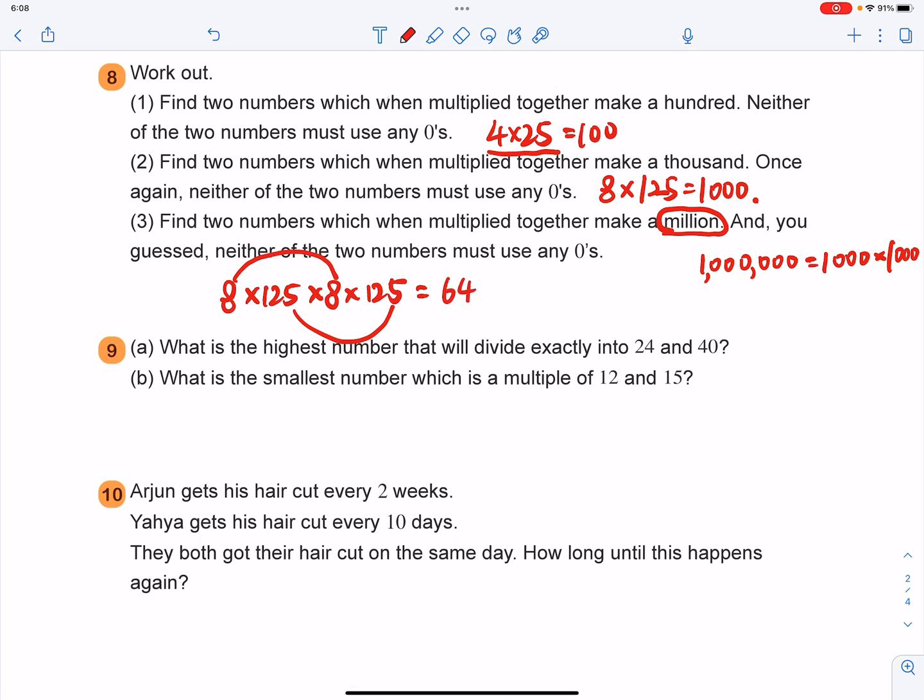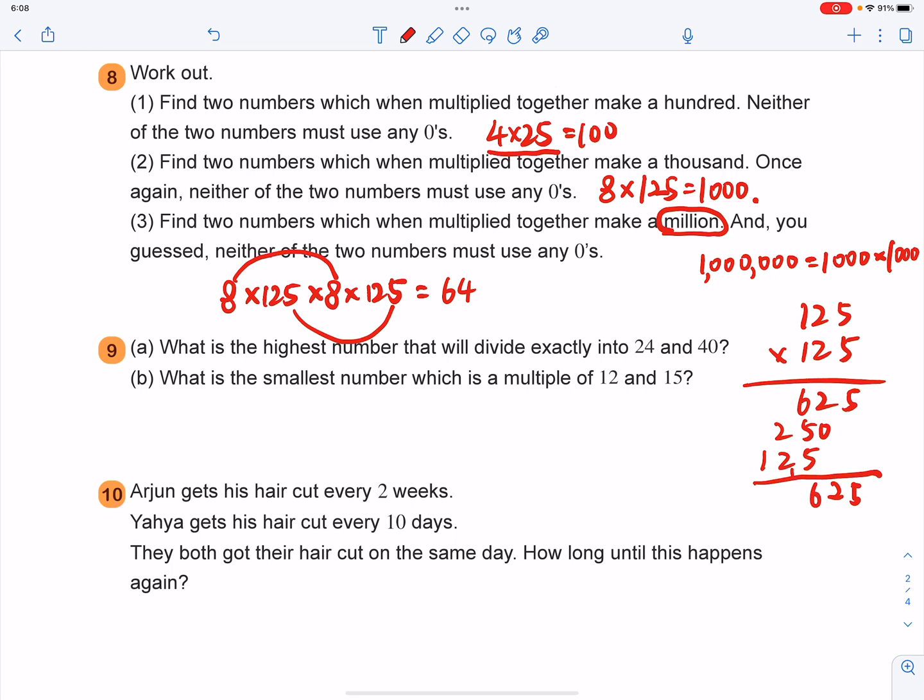How about 125 times 125? Let's do this calculation together. So 5 times 125 is 625. 2 times 125 is 250. And then 1 times 125 is 125 here. So let's add them together. 5, and then 2, and then carry over 1. You got 6 and 5 and 1. So basically it's 15,625.